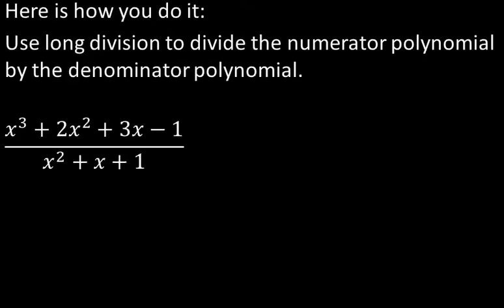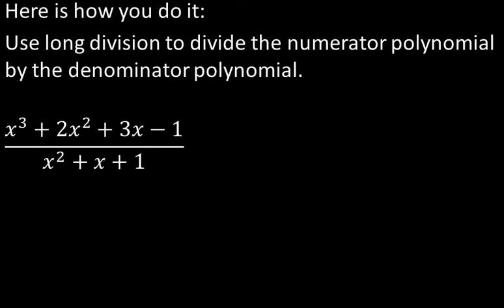So let me show you how to do this. We see this example, we have the degree of the numerator is 3, the degree of the denominator is 2, so this rational function is not proper. So I'm going to divide the denominator into the numerator.